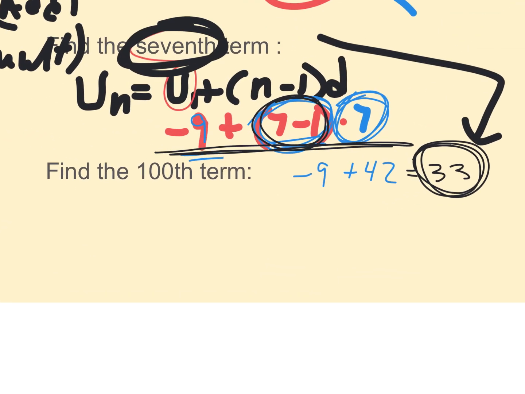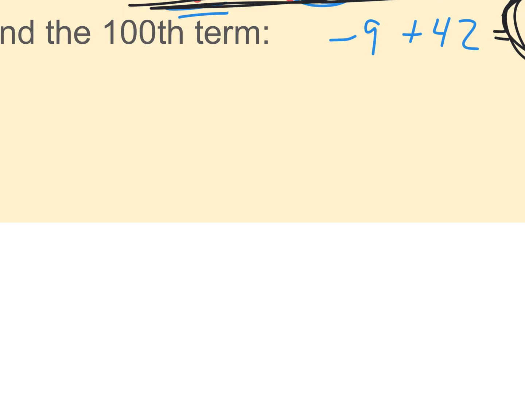How about the 100th term? Isn't it pretty handy that we have a way to do this and you don't have to actually add 7 100 times? Well, you wouldn't. You'd add 7 99 times. So here's the formula. I'm going to write it again. You have it on your sheet.